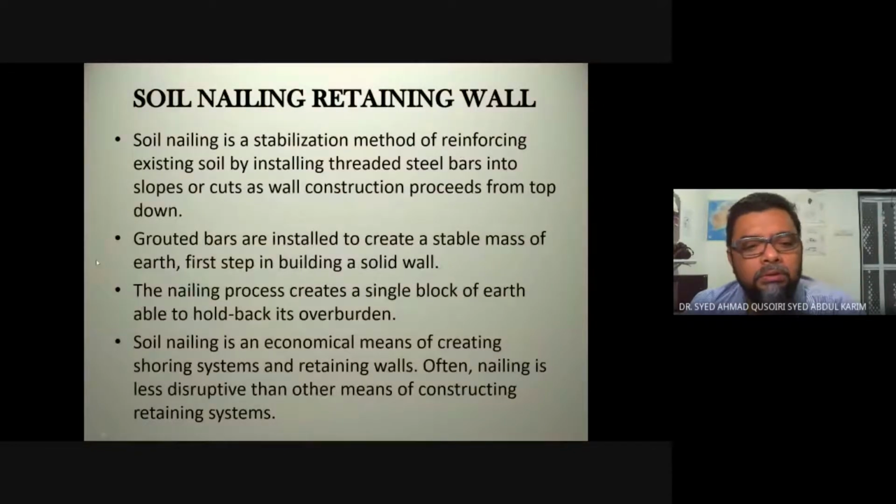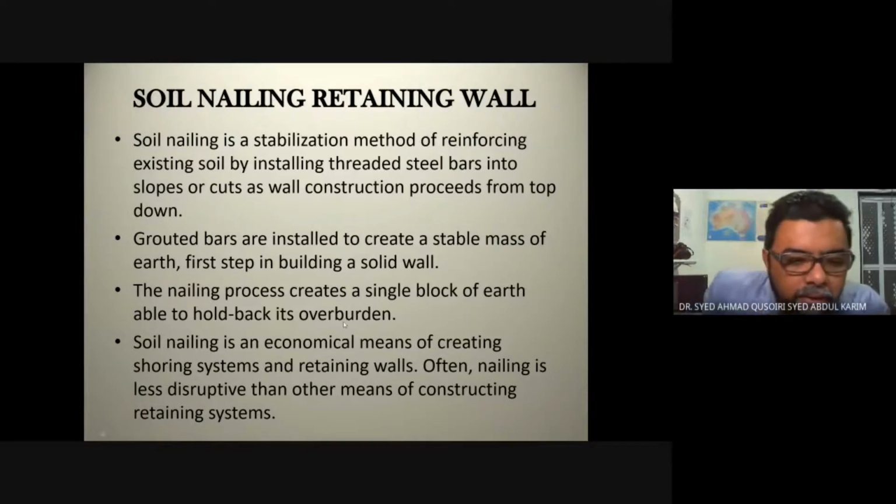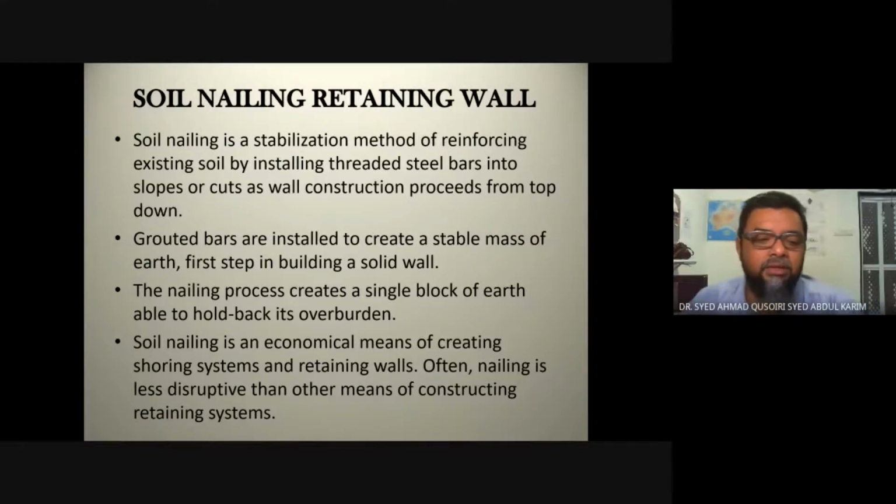So grouted bars are installed to create a stable mass of earth, the first step in building a solid wall. So first of all, they have to put in the grouted bars. And then the nailing process creates a single block of earth able to hold back its overburden. So soil nailing is an economical means of creating a shoring system and retaining wall. Often nailing is less disruptive than other means of constructing retaining systems.